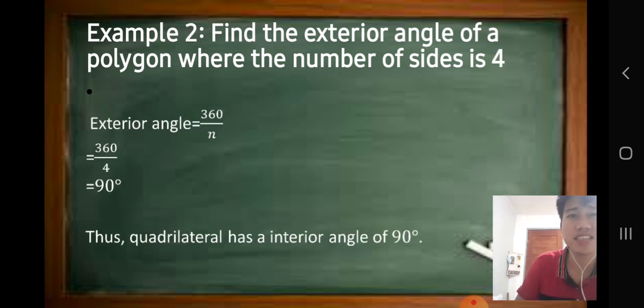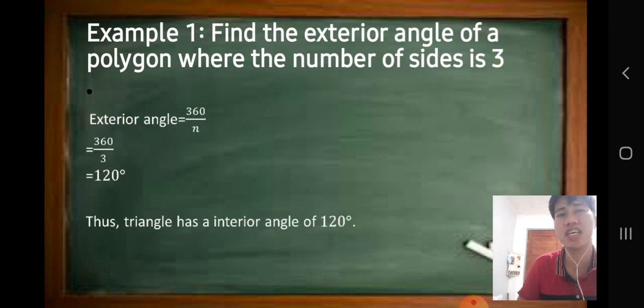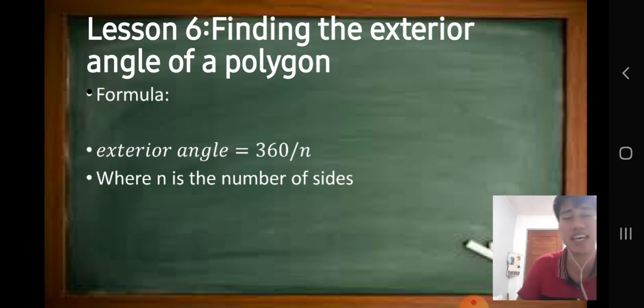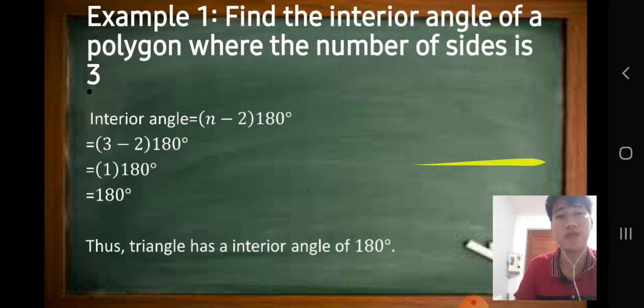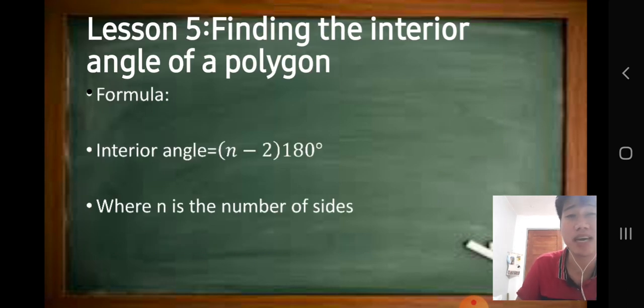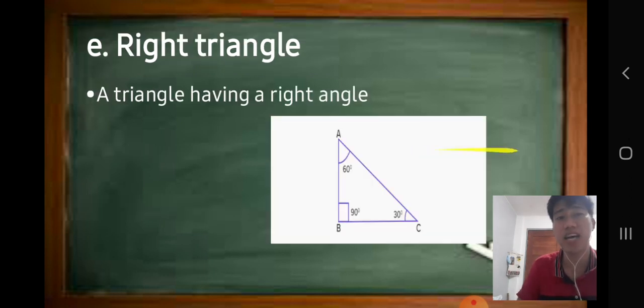Next is find the exterior angle of a quadrilateral. The number of sides of a quadrilateral is 4, so 360 divided by 4. The answer is 90 degrees. So again, when we get the exterior angle, we use this formula, which is 360 over n. And if we want to get the interior angle, we use this formula, n minus 2 times 180 degrees, where n is the number of sides.